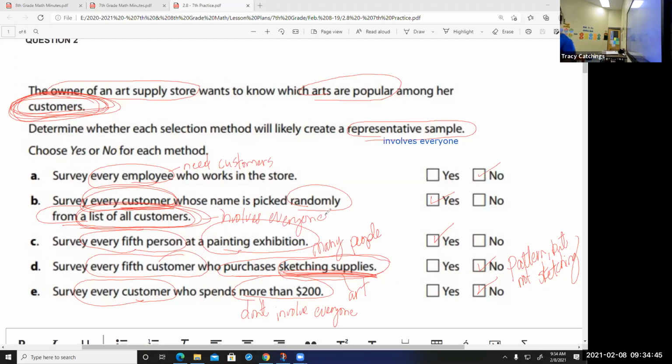Any questions about it? So some of the main things to ask: Who are they trying to survey? Will it involve everyone? If it doesn't, it is not a representative sample. Any questions about it?